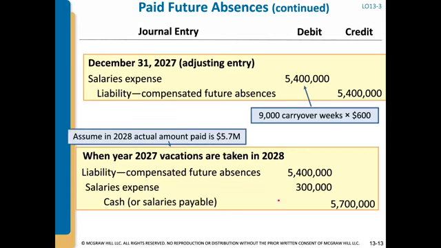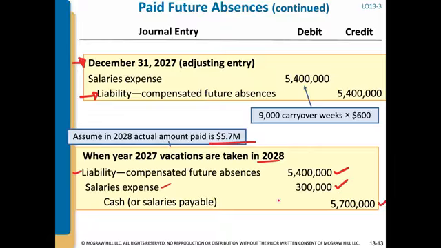So here's our 12/31 year-end entry that we did before, where we accrued $5.4 million. And when I say accrued, it means we recorded the liability. And when those 9,000 weeks were taken in 2028, and the actual amount paid was $5.7 million, whatever we had as our liability, we're going to debit. So we're going to debit liability $5.4 million, right? Because that's what we recorded. We have additional salaries expense of $300,000, and then we paid out 5.7. So credit cash or salaries payable for 5.7.